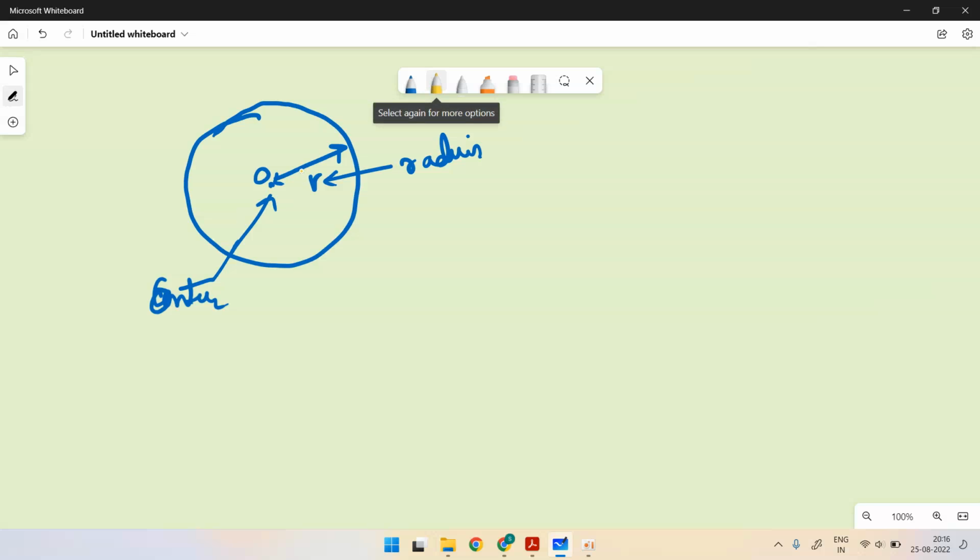This is a circle having center O. This length from here to there is denoted R, called the radius of the circle, and the distance from here to here passing through the center is denoted by D, known as the diameter.